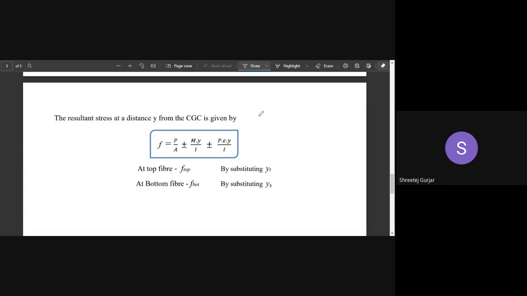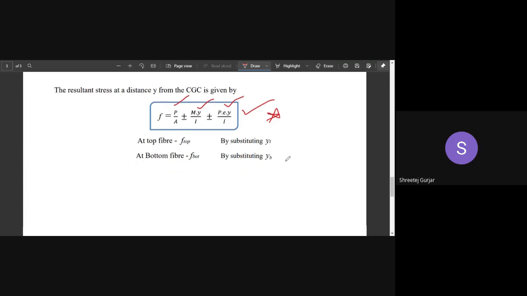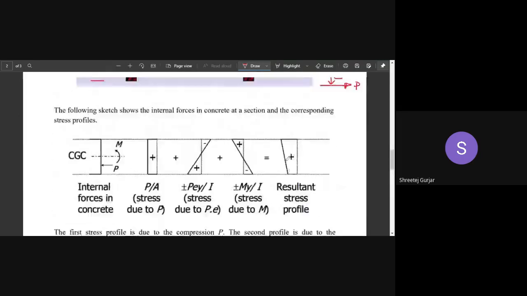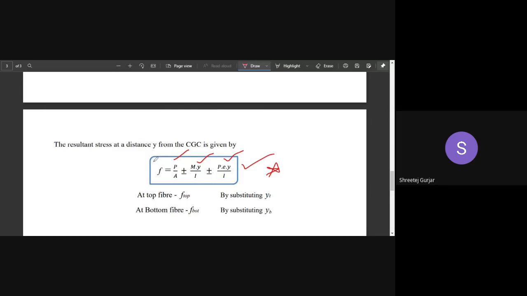We will be solving numericals using this formula. This is a very important formula you have to remember, so keep it in mind. This is due to direct stress, dead load and live load, and this is due to the pre-stressing force, which is eccentric. So this is the theory part of your stress concept. With the help of this formula, we will be solving various types of numericals.